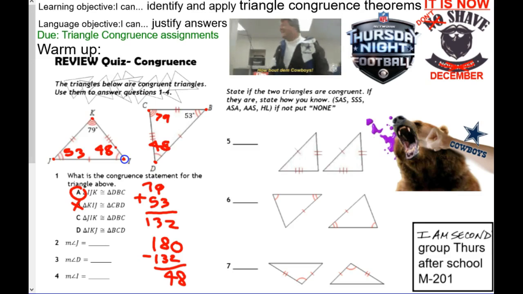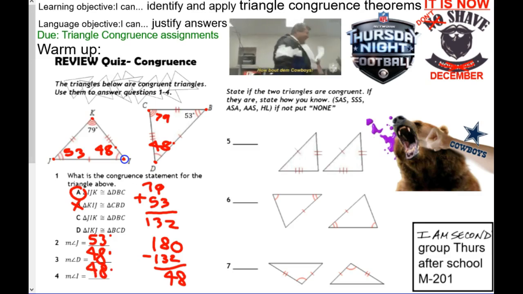Now, if you label everything first of all, then this is going to be super easy. Angle J is what? 53. Angle D is 48. Angle I, 48. So again, if you label everything in your triangle today, then this will be not too bad. Everyone knows how to find the missing angle though, right? They add up to 180. There's a back. So after we finish this, I'm going to show you more.